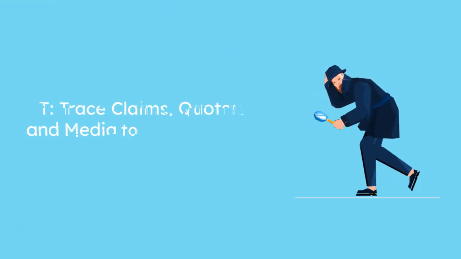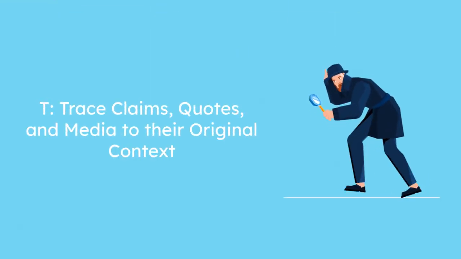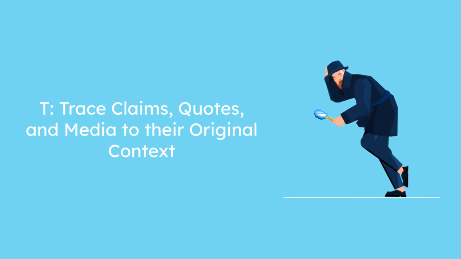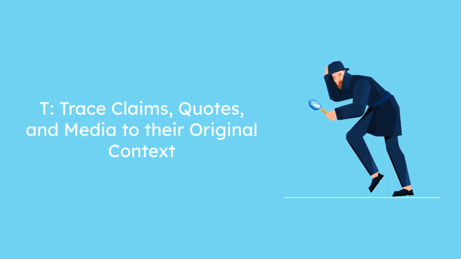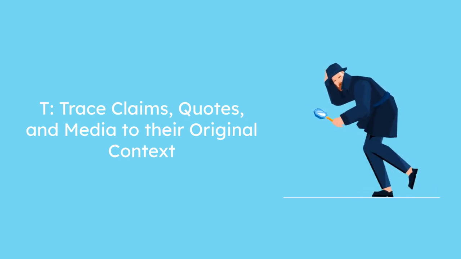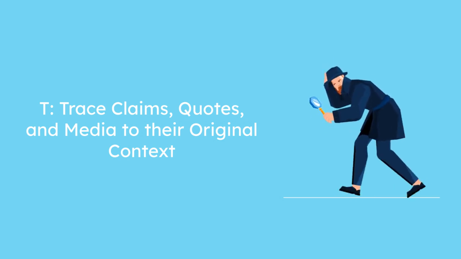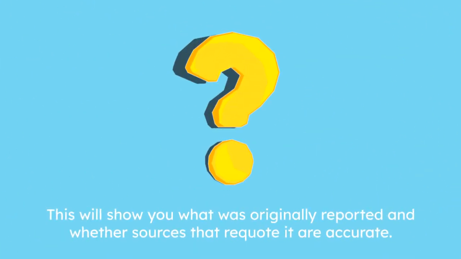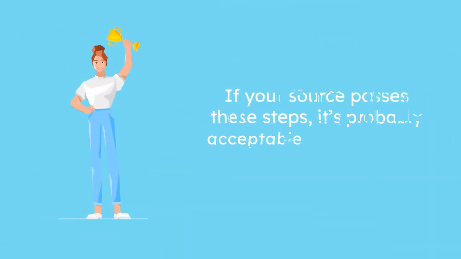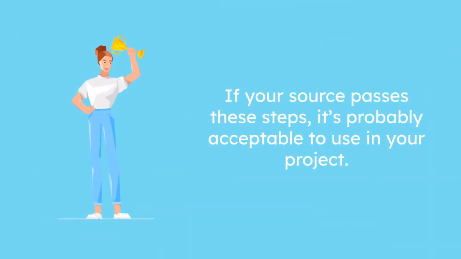The T stands for trace claims, quotes, and media to their original context. If the source you found is not the first to report on the issue or share information, you'll want to find the original source of information. This will show you what was originally reported and whether the person who reposted or requoted it got it right. If your source passes most or all of these steps, it's probably acceptable for you to use in your project.